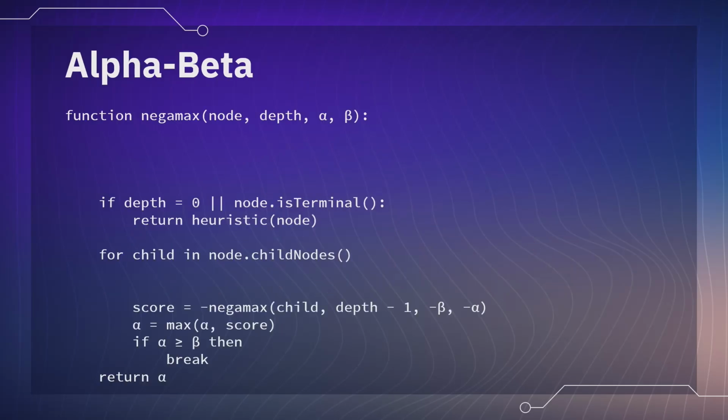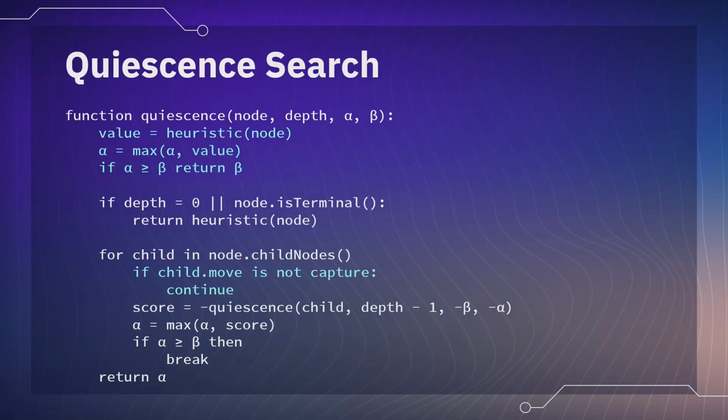Again, let's recall this is negamax. For quiescent search, this is the difference. You have these few extra lines. Let's dissect what exactly is happening.